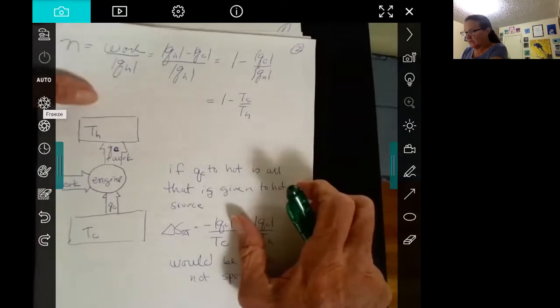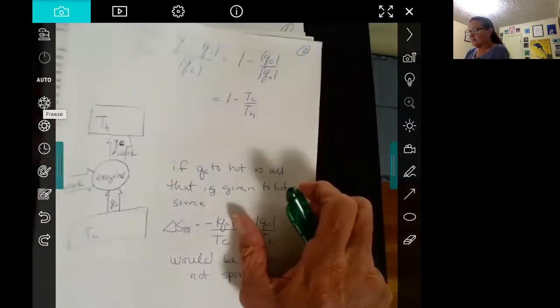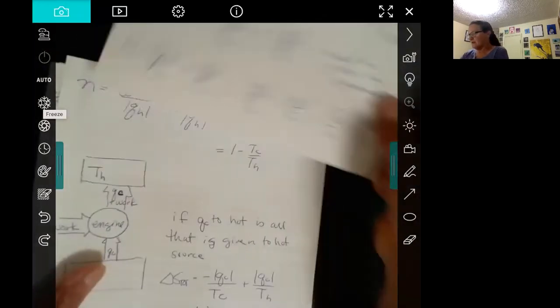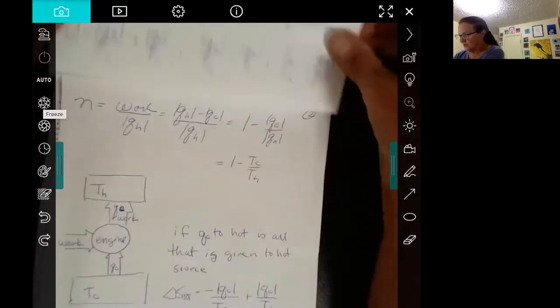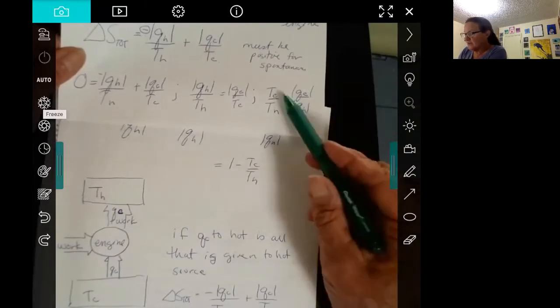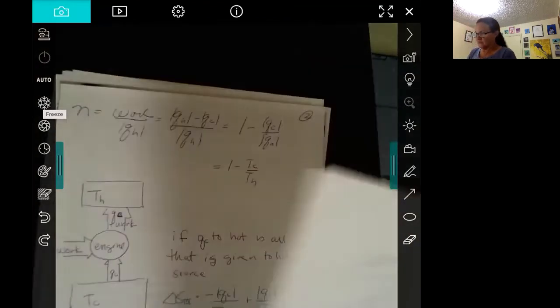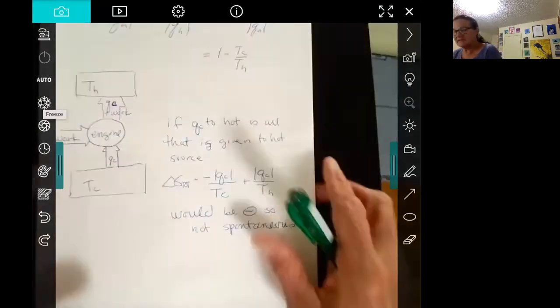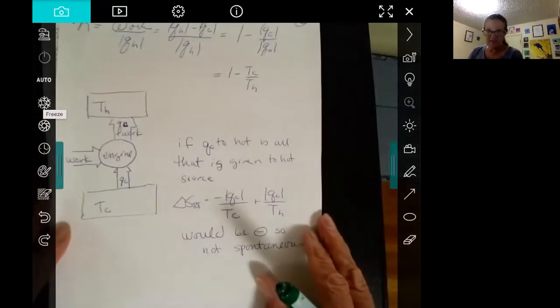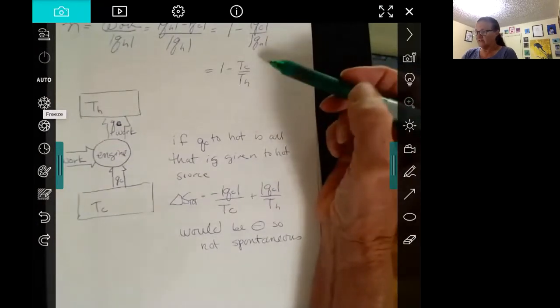And then when I look at what I just derived for that to be valid with the second law, Q cold over Q hot has to equal TC over TH. So you can just replace that ratio with the temperature ratio. And that's the thermodynamic limit. That's the very best engine you can make. And you're never going to make an engine that good. But you'll never make an engine better than that.